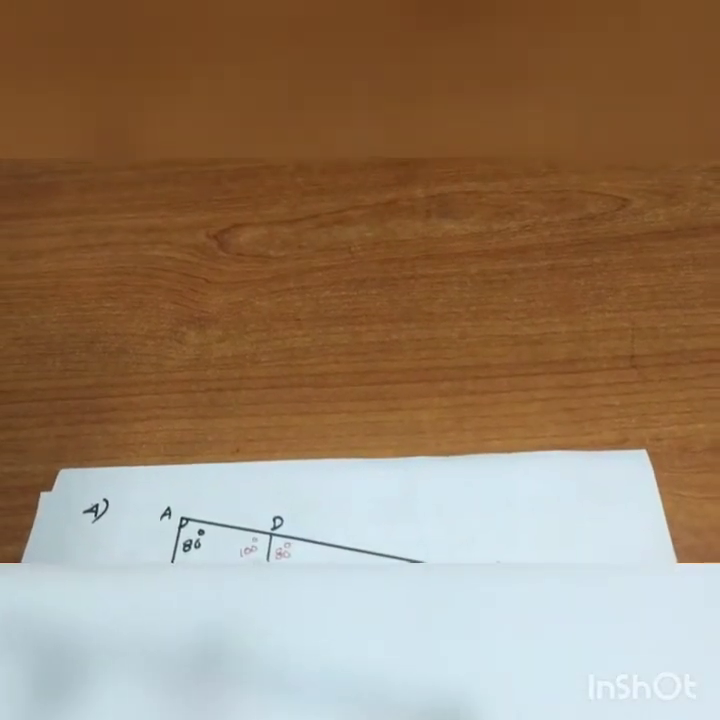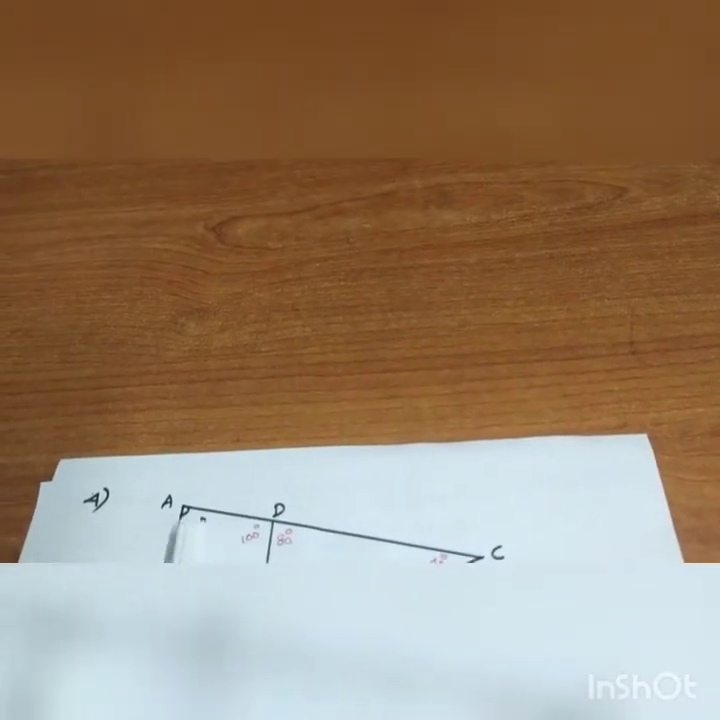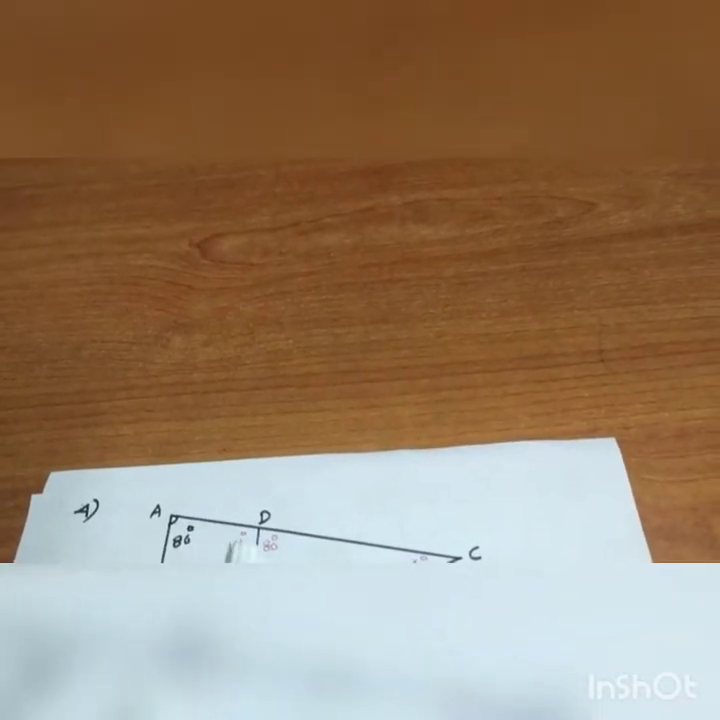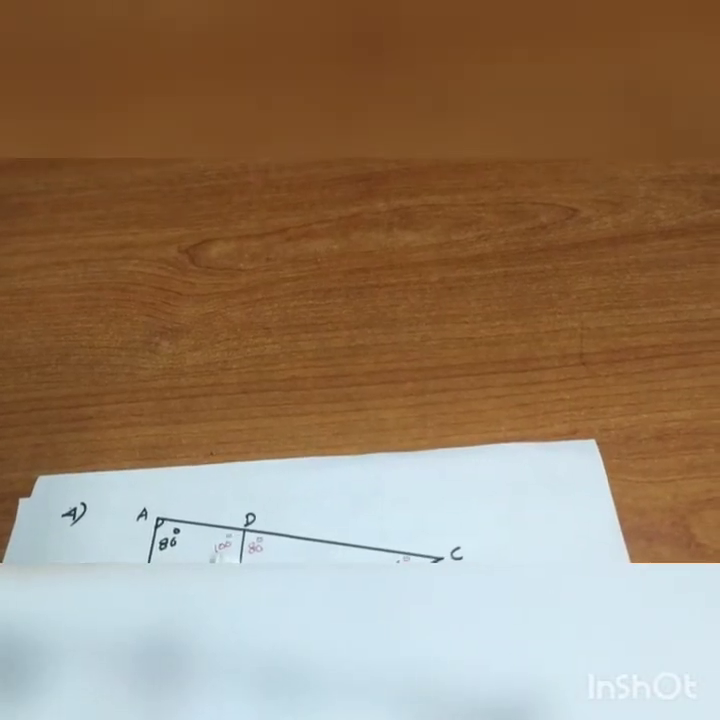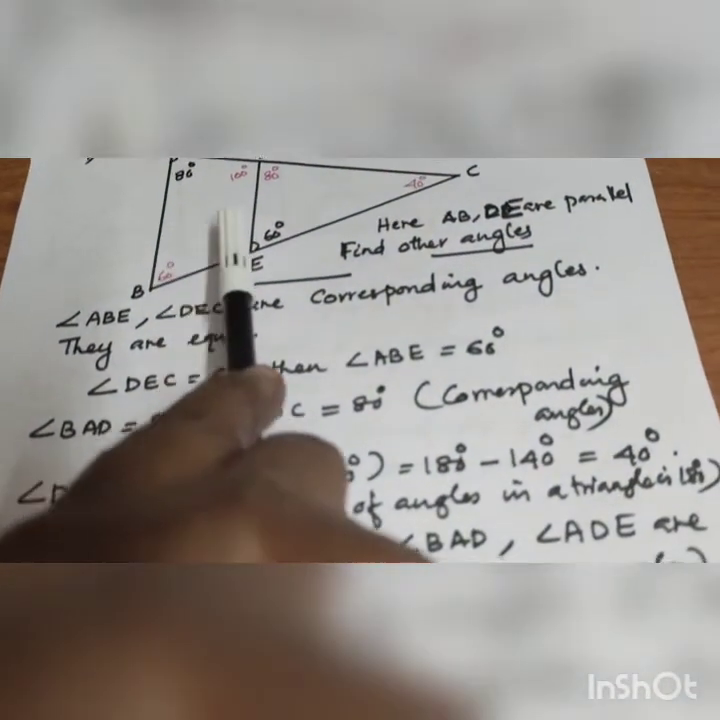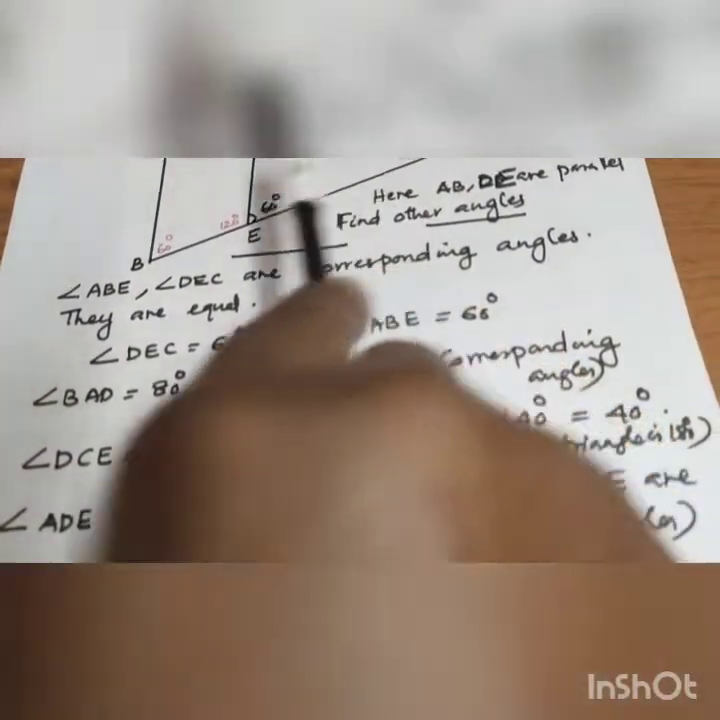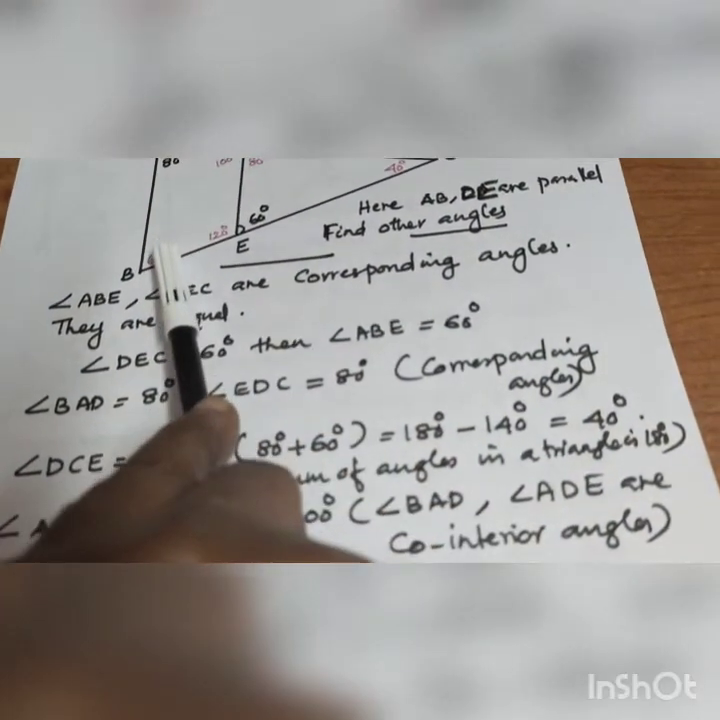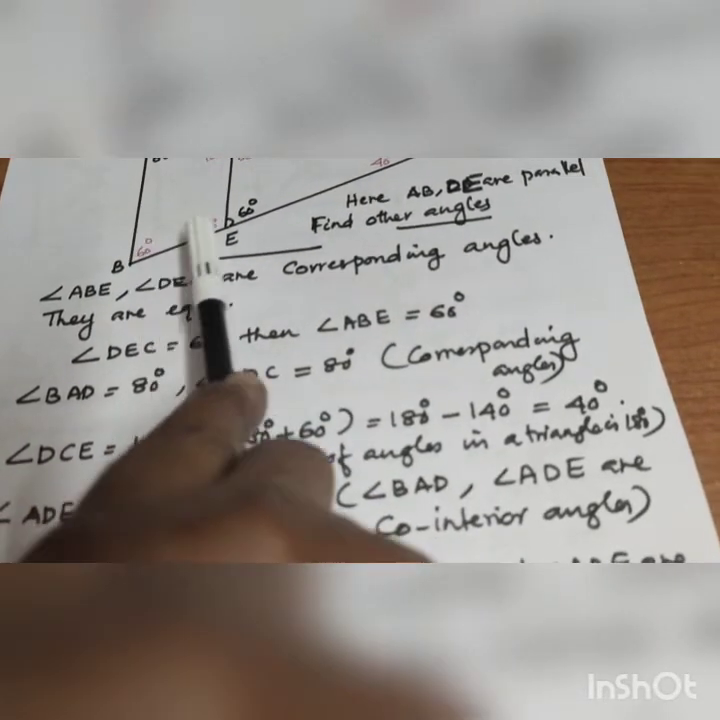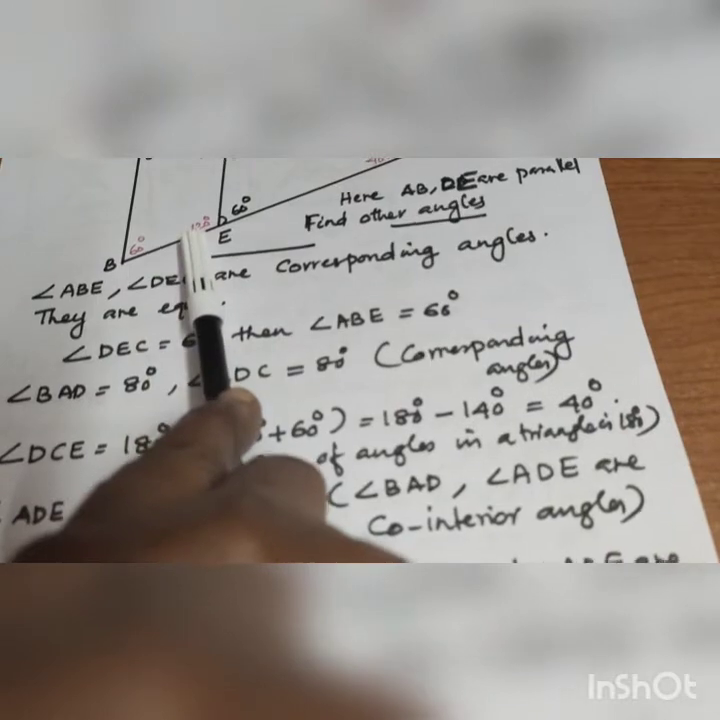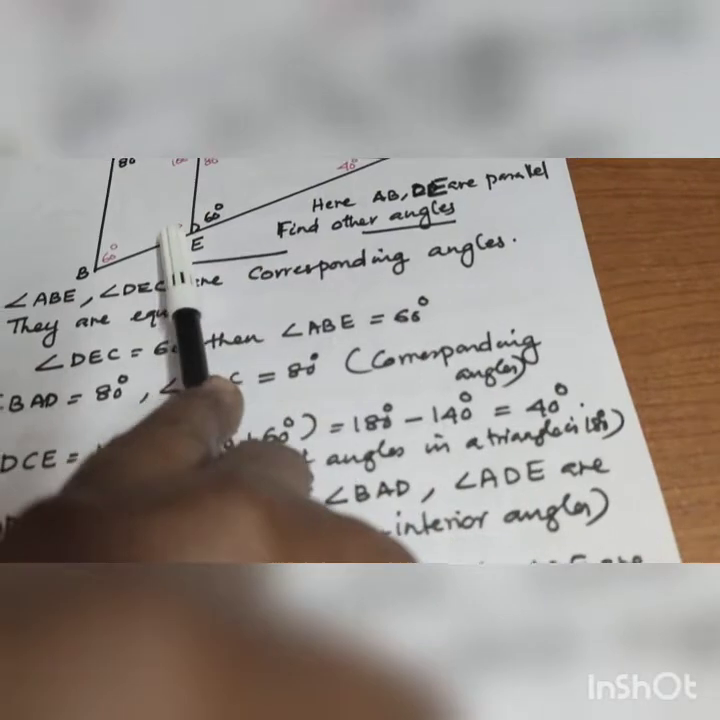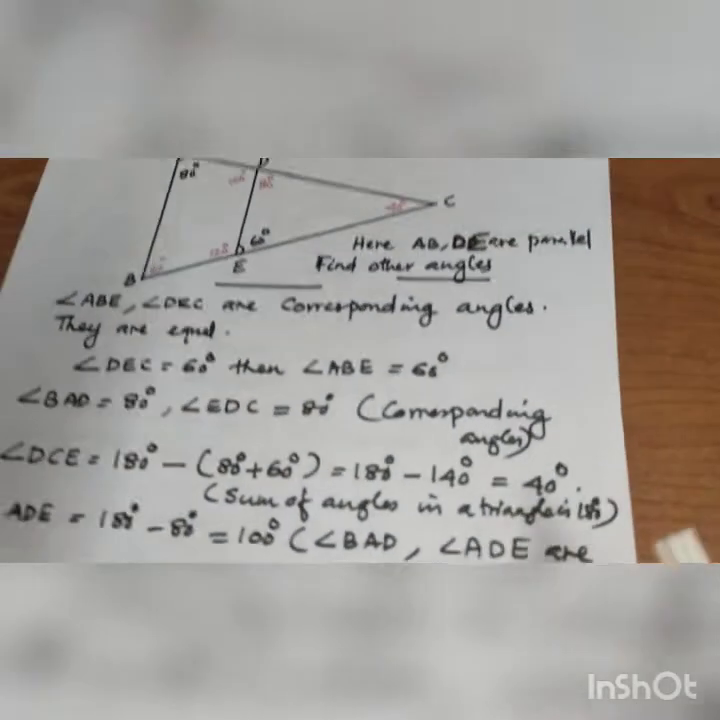Here AB and CD are parallel and AC is the transversal. Then these two angles are corresponding angles. They are equal. This is 80. This is also 80. And these two angles are co-interior angles. They are supplementary. This is 80. This is 100. Then consider AB and CD are parallel. BC is the transversal. Here this is 60 degree. Therefore, this is 60 degree because corresponding angle. And these two angles are co-interior angles. They are supplementary. Therefore, if this is 60, this is 120. Otherwise, these two angles are linear pair. This is 60, this is 120. Anyway, you can find the measurement.